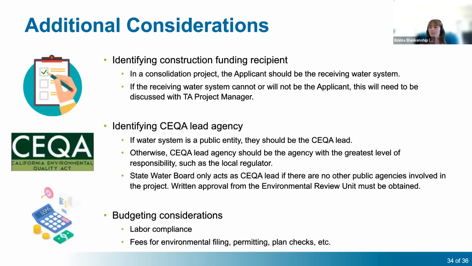Just a few last considerations that you might want to pay attention to. So in a consolidation project, the applicant would usually be the receiving water system that's going to be surviving at the end of the consolidation. If the receiving water system cannot or will not be the applicant, then you might need to discuss this with the project manager to see if another entity like the subsuming water system could possibly be the applicant.